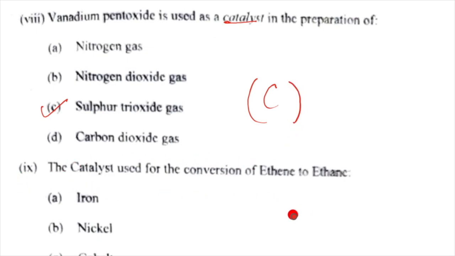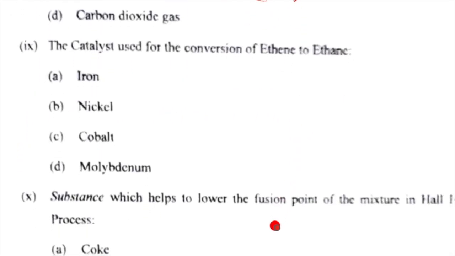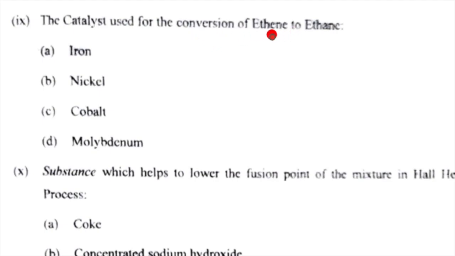Then we come to the ninth one, the catalyst used for the conversion of ethene to ethane. Now ethene is double bond becoming single bond, means hydrogen has got added. So addition of hydrogen means hydrogenation. The catalyst is nickel at 300 degrees C. So the correct option here is B.